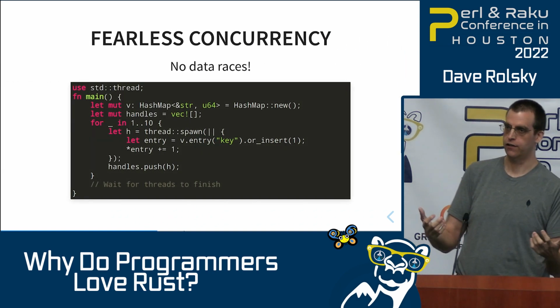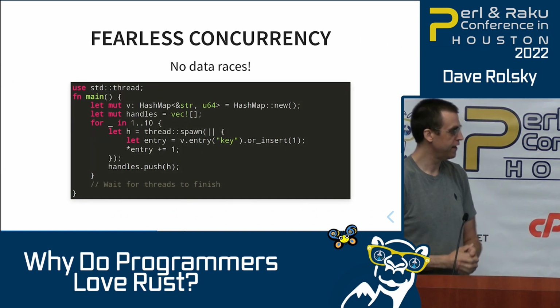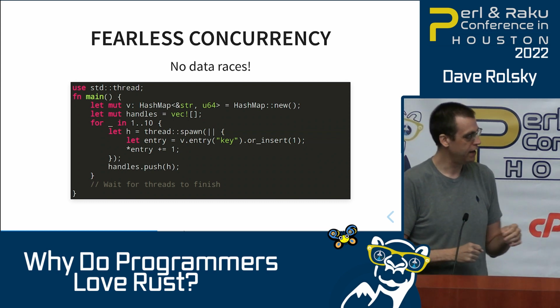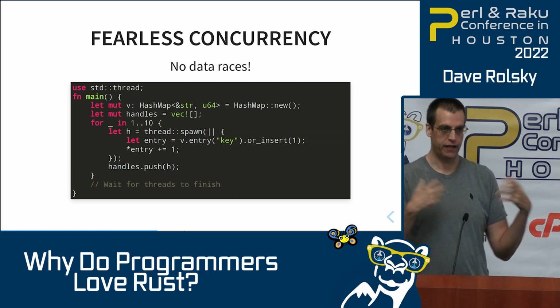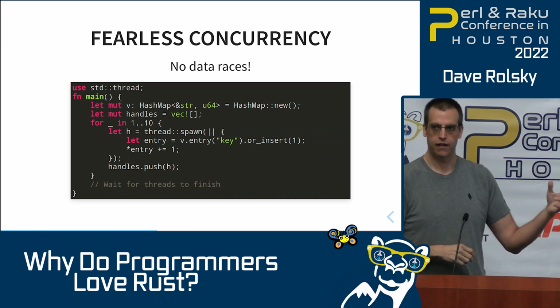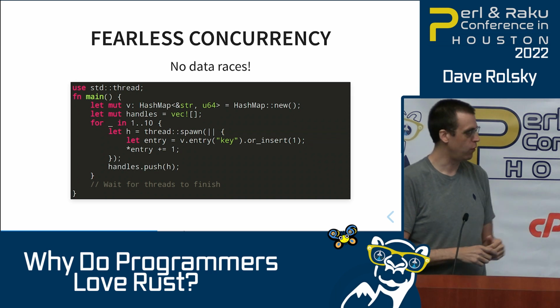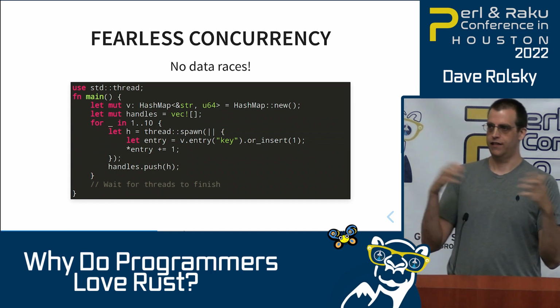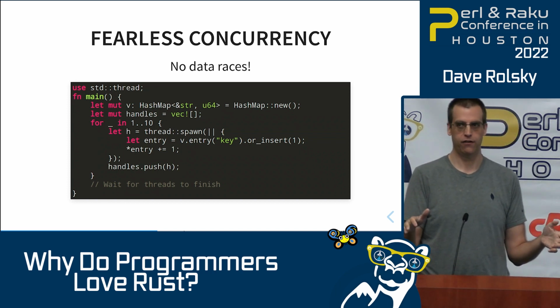I mentioned fearless concurrency, so there's no data races. Here we have a hash map, and then we're spawning a bunch of threads, and what we're doing in each thread is we're saying, I want to get the entry for the key, named key, and if it doesn't exist, just insert a new entry with that key and a value of 1, and then I'm going to increment the value of that entry. So does anybody see what's going wrong here?